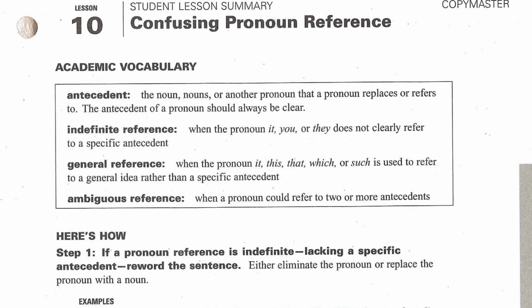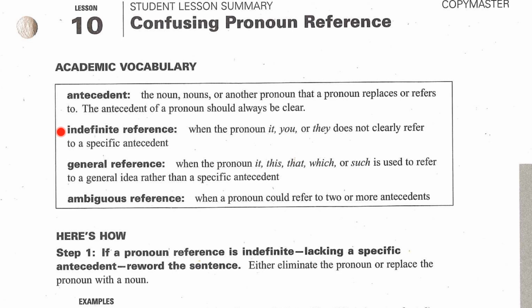Hello, we're looking at your grammar lesson, lesson 10, called Confusing Pronoun Reference. If you haven't noticed this in the last 7 lessons, there's a lot of confusion and a lot of need for grammar lessons regarding pronouns and antecedents and subject-verb agreements and all of that stuff. So antecedent, you should know it by now. What is an antecedent? The noun, nouns, or other pronoun that a pronoun replaces or refers to. The antecedent of a pronoun should always be clear.